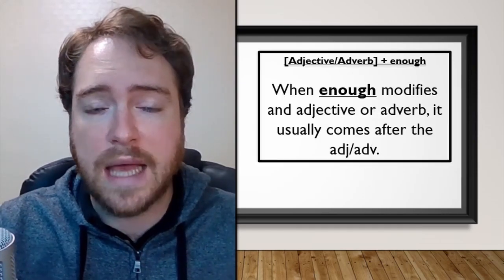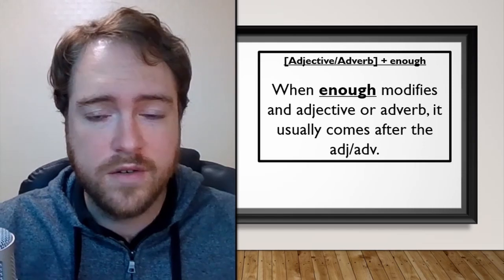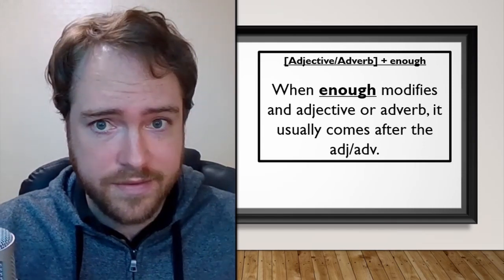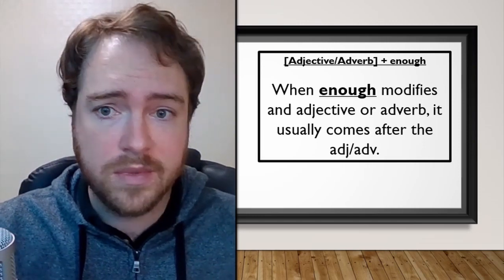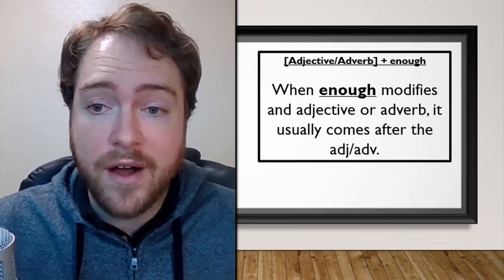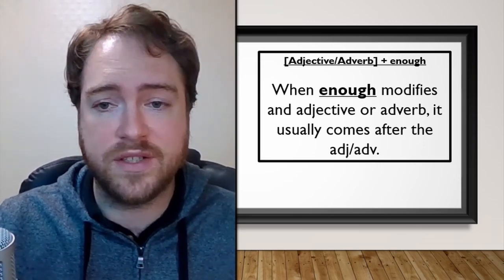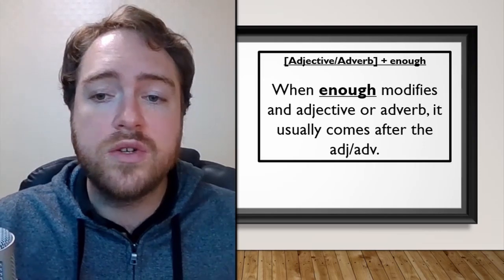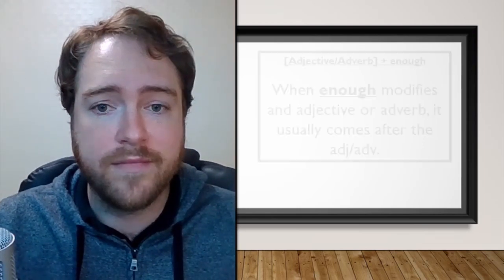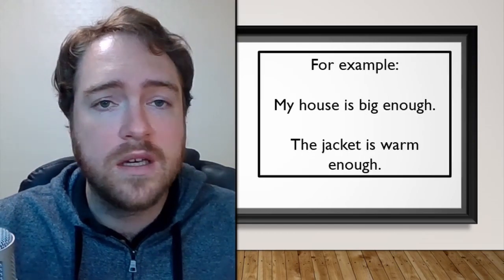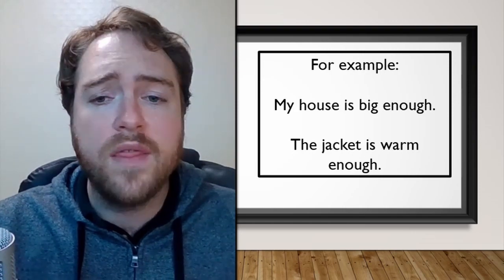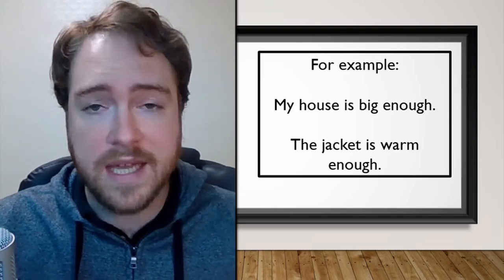All right, and now let's look at our first structure for enough, which is when we use an adjective or an adverb and enough. Okay? And when enough modifies the adjective or the adverb, it comes after the adjective or adverb. So let's see an example. My house is big enough. Or the jacket is warm enough.